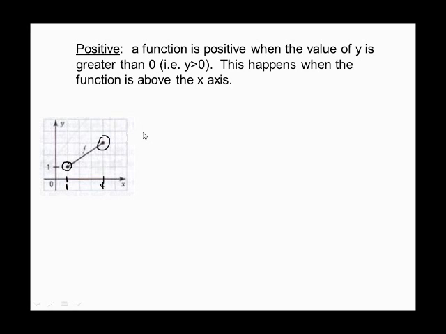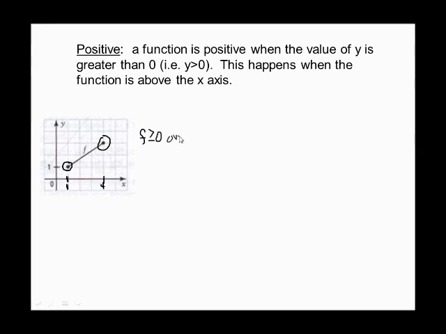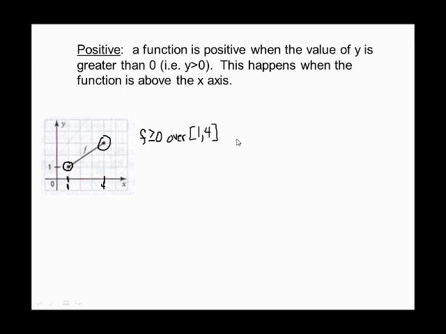So to write that out, we're going to put f, for function f, is positive or greater than or equal to 0 over, to represent over the interval, and then we'll put in the interval with our square brackets. 1 is the lowest value of x, and 4 is the highest value of x.